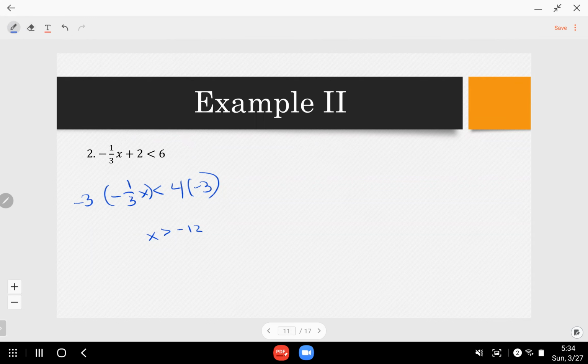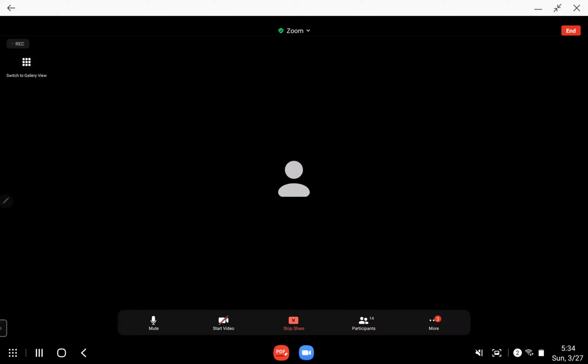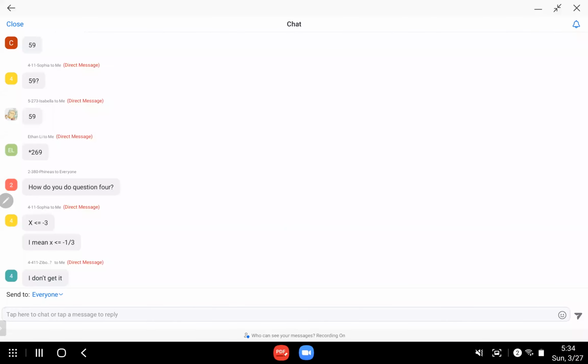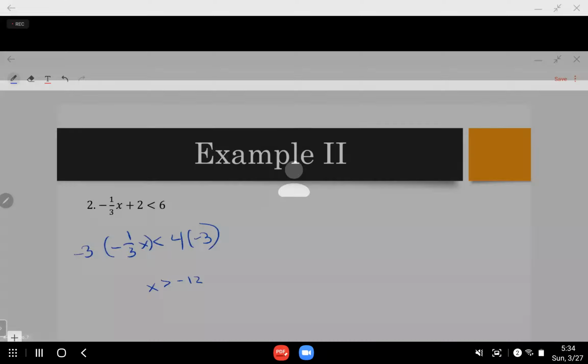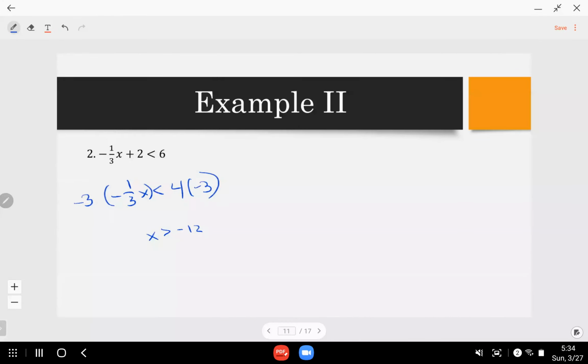All right. Any questions on this? Any questions? We don't get it. Okay, what part do you not get? Okay, I can explain it again. I just don't really get the part where when you multiply and divide, you flip the sign. Okay. Why do you not get it? It's actually very simple.